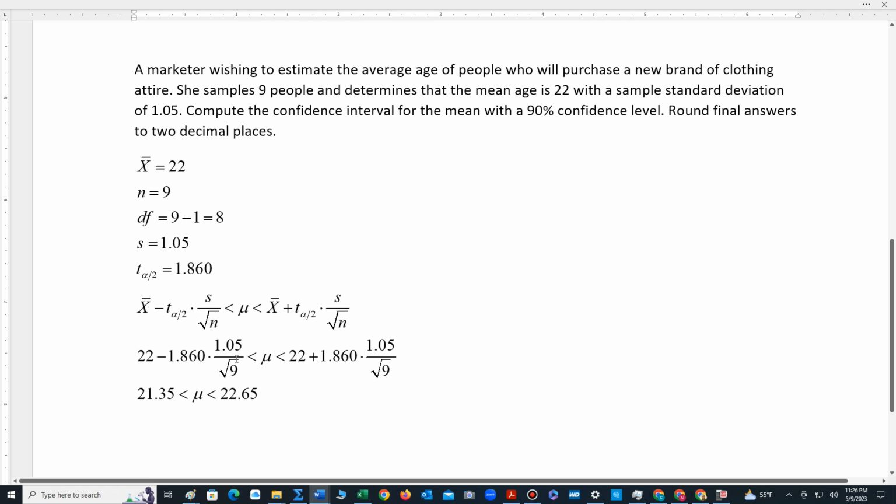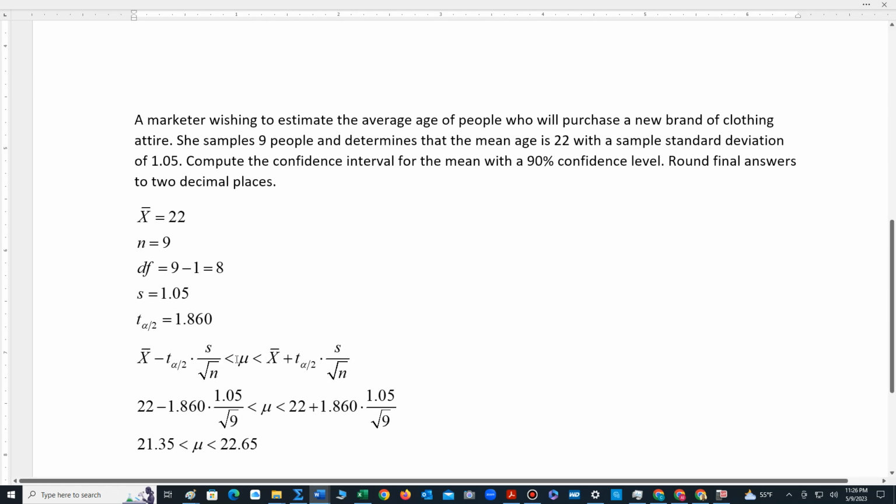We have another question that will demonstrate when we have a t-value. So once again, it's a similar question. It says a marketer wishes to estimate the average age of people who will purchase a new brand of clothing attire.